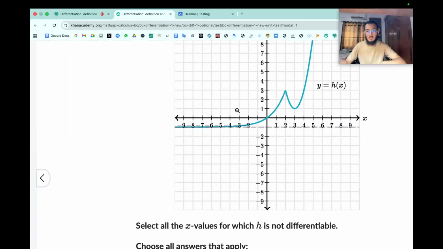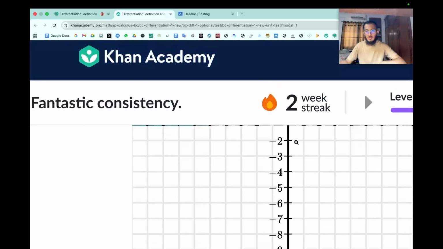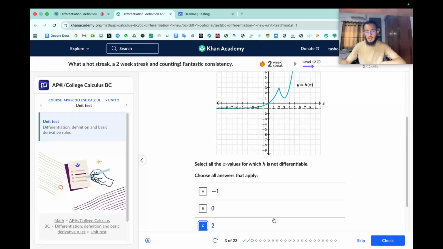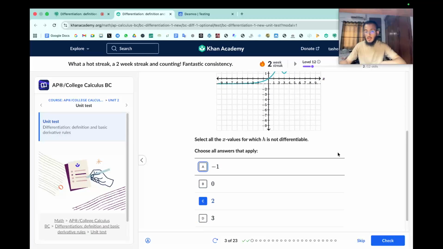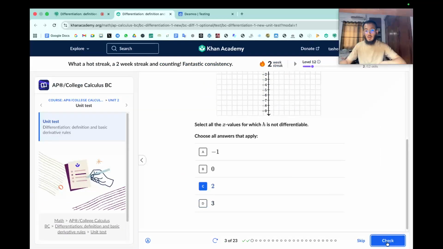What about x equals minus 1? x equals minus 1 has a value. No, it's differentiable. What about x equals 0? x equals 0, the same thing. It is differentiable. Then x equals 3. If x equals 3, it is differentiable. In fact, the derivative is 0, so only 2.